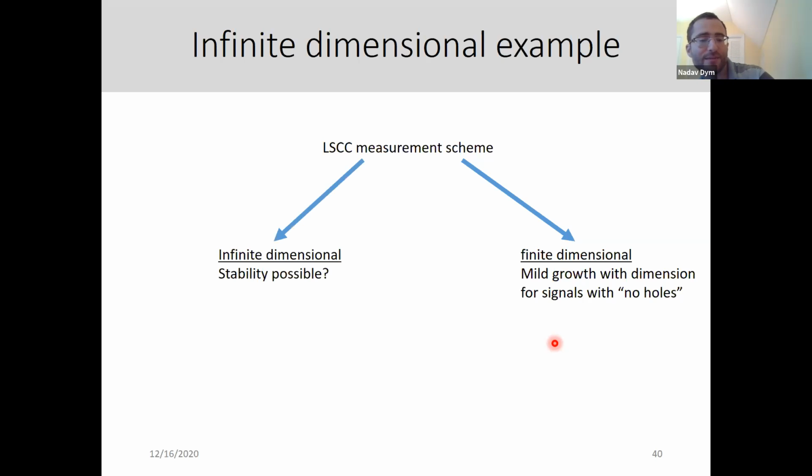So then a sort of interesting question is, in infinite dimensions, let's say I have an infinite dimension LSTC measurement scheme. Can I ever get a stability constant? Because it seems like, if the constant grows with the dimension, then in infinite dimensions, there won't be any constant, right? Which, in a way that's true. We'll see in a second.